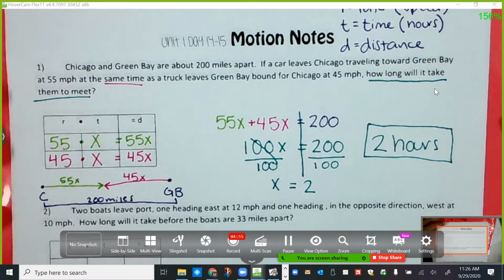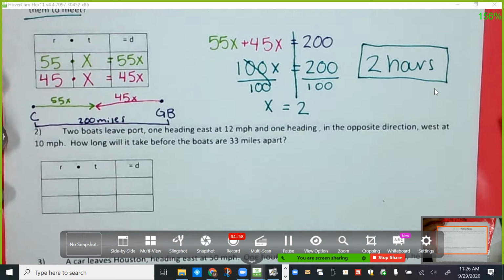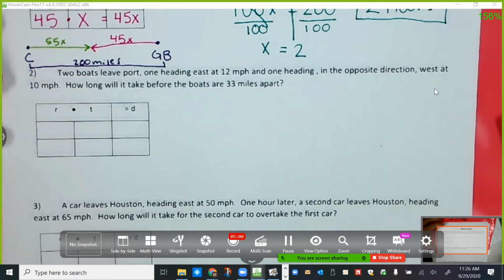So let's look at number 2. It says 2 boats leave port, one heading east at 12 miles per hour and one heading in the opposite direction west at 10 miles per hour. How long will it take before the boats are 33 miles apart?